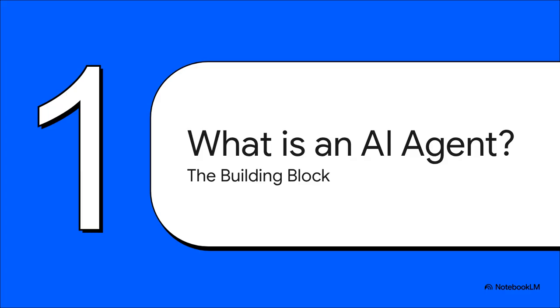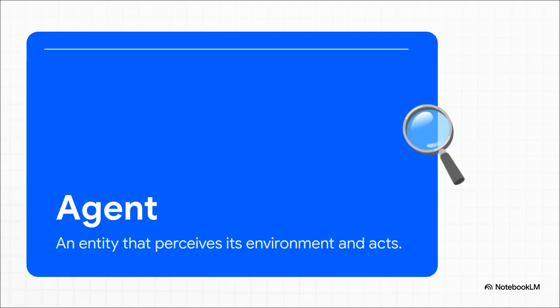All right, first things first. Before we can build anything fancy, we have to understand the absolute fundamental building block of all AI, and that is the agent. Okay, so what is an agent? Honestly, it's way simpler than it sounds. An agent is just anything that can sense its environment and then act on that environment.